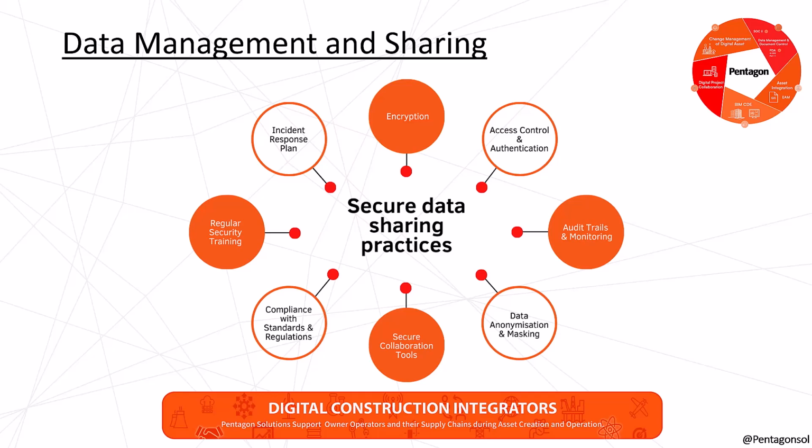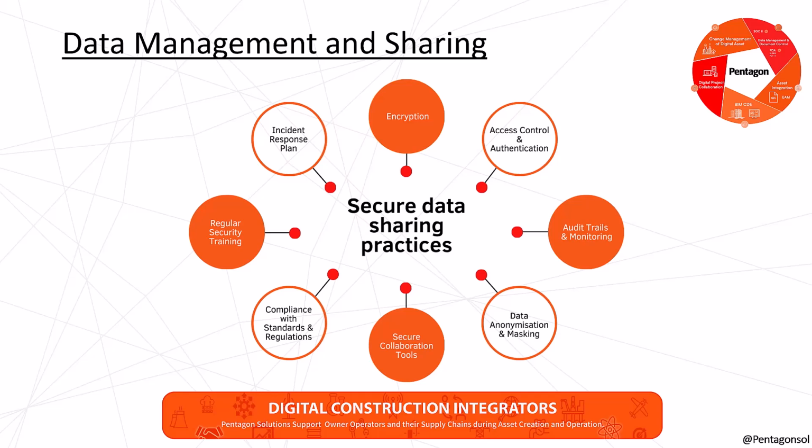And again, as we mentioned before, audit trails and monitoring, so logging and auditing, very important. So keep logs of data access and modifications to monitor for unauthorized activities. And then real-time monitoring tools to detect unusual and suspicious activities. Again, and then data anonymization and masking. So where possible, we want to anonymize data to remove personally identifiable information before sharing, reducing the risk of sensitive information being exposed. And as well, data masking, we want to apply data masking techniques to hide sensitive information from unauthorized users.